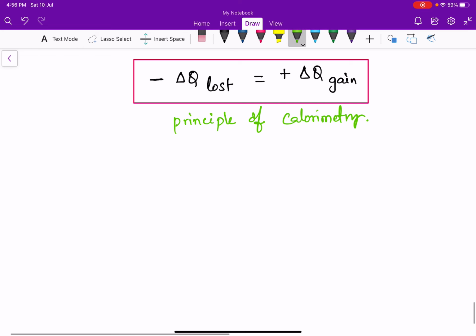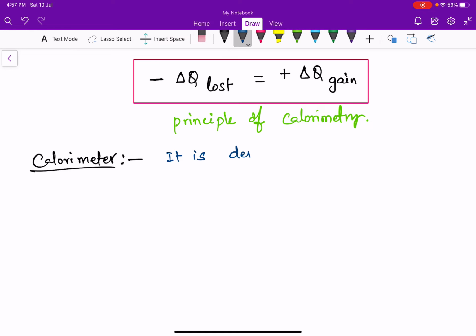Okay. Now I am going to define the calorimeter here. Calorimeter is nothing but a device used to measure heat energy. The device used to measure heat energy is called a calorimeter.